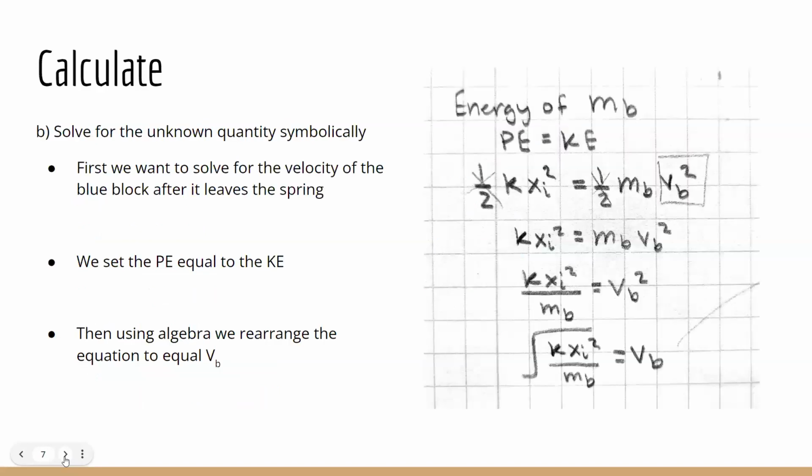For the first part of calculating it, we want to solve for the velocity of the blue block, so V sub B, after it leaves the spring. So as you can see here, we used potential energy equals kinetic energy, which is the conservation of energy. The potential energy is the potential spring energy, which is why we used 1/2 k xi squared. And then the kinetic energy was 1/2 m v squared. We used the mass of the blue block and the velocity of the blue block. So using algebra, we rearrange the equation to solve for V sub B. On the right, you can see all the work on how we got that.